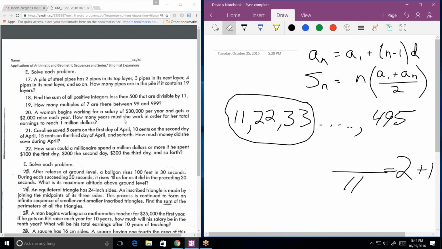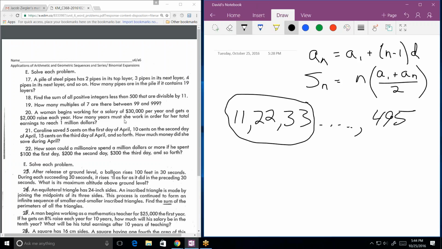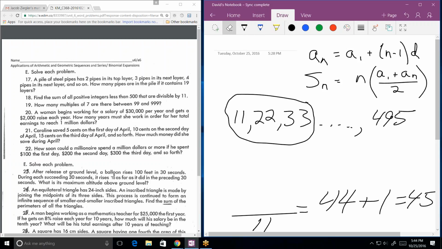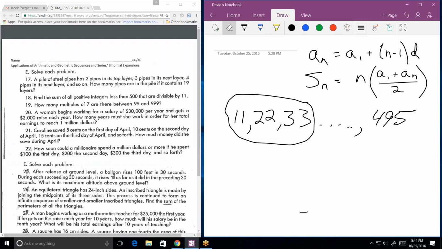So I'm going to take the beginning of the sequence is 11, the last number is 495, so I'm going to take 495 minus 11, which gives you 484. I'm going to divide it by 11, which gives you 44, and I'm going to add 1, which gives you 45. So you were right, and I thought you were, but I know it's really easy to get off by 1 in some of these.